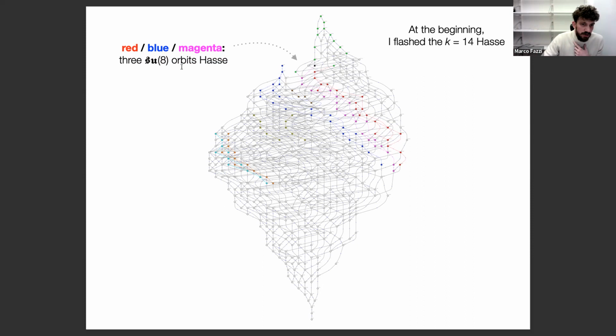But what about the other colors? Okay, do these represent embeddings of some other Hasse diagram?